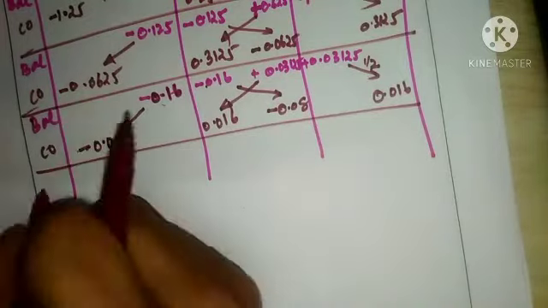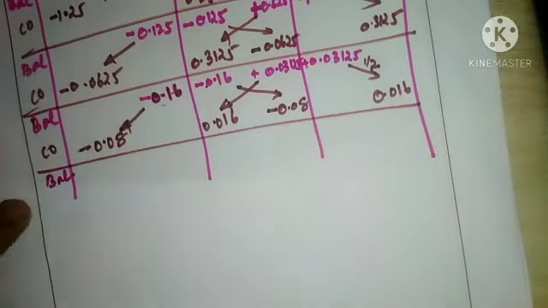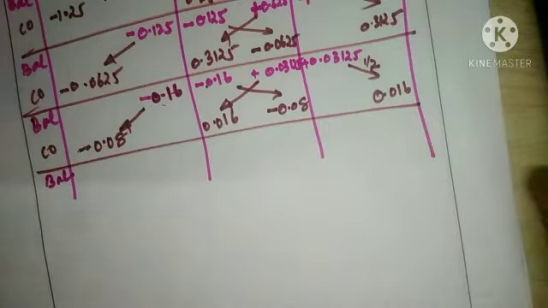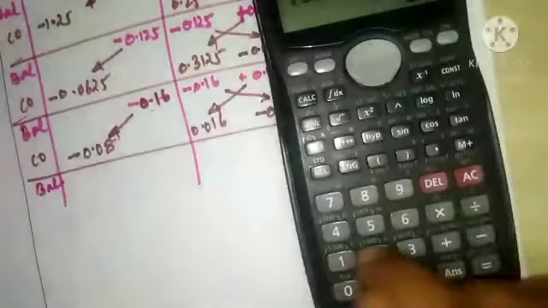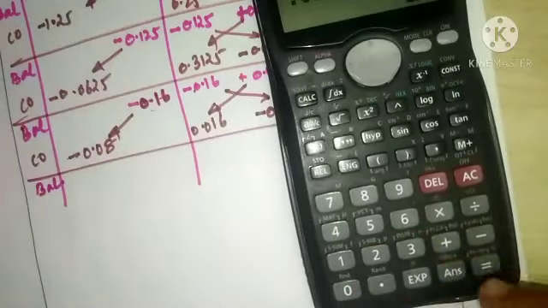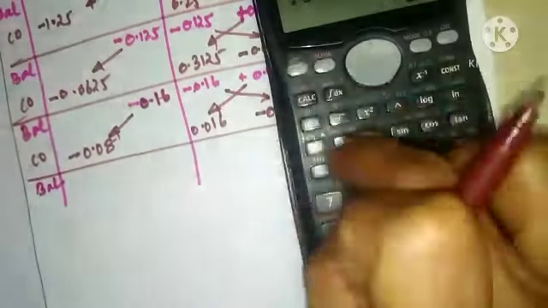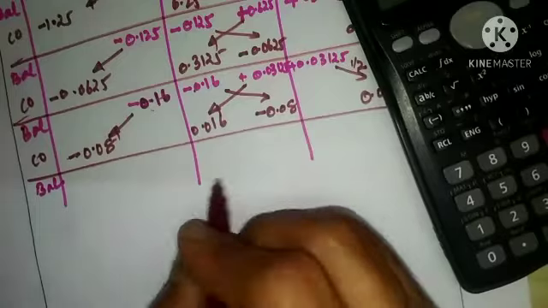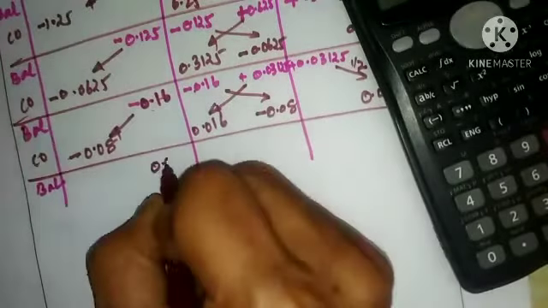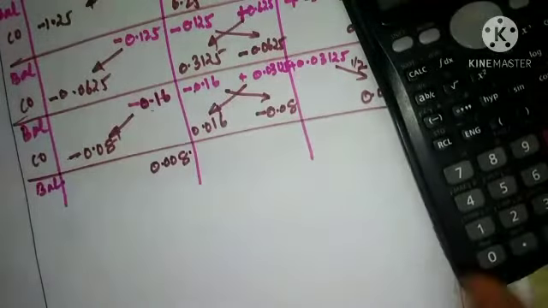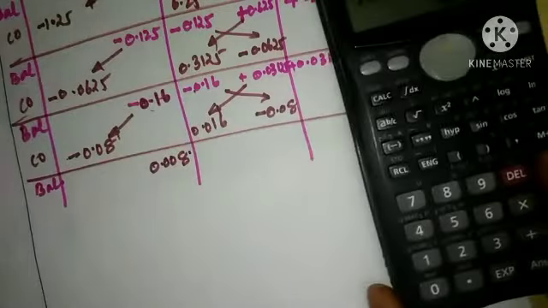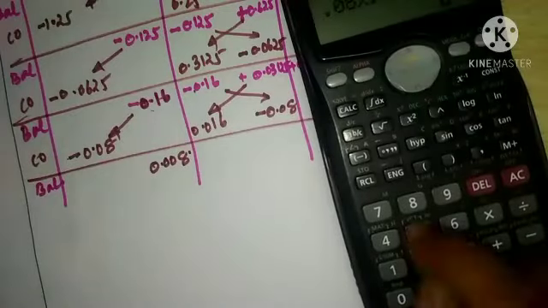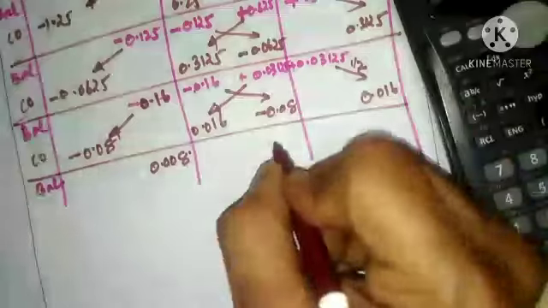Next procedure is balancing again. So balancing here, again 0.016 multiplied by 0.5, which comes as 0.008. So I shall write it as 0.008. Next one is 0.08 multiplied by 0.5, which will come as 0.04.